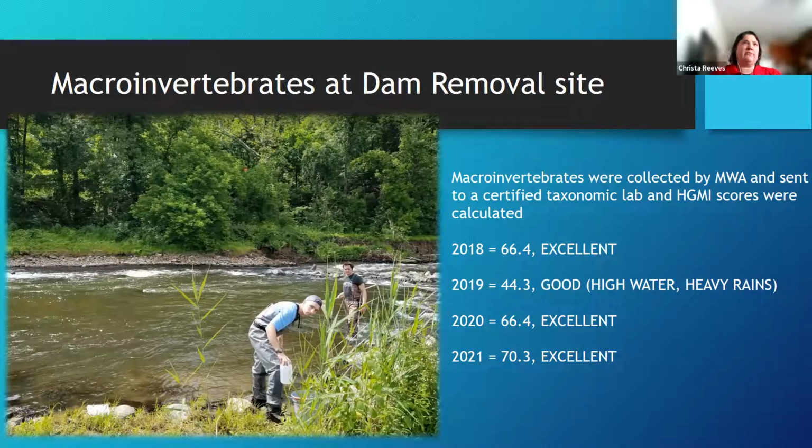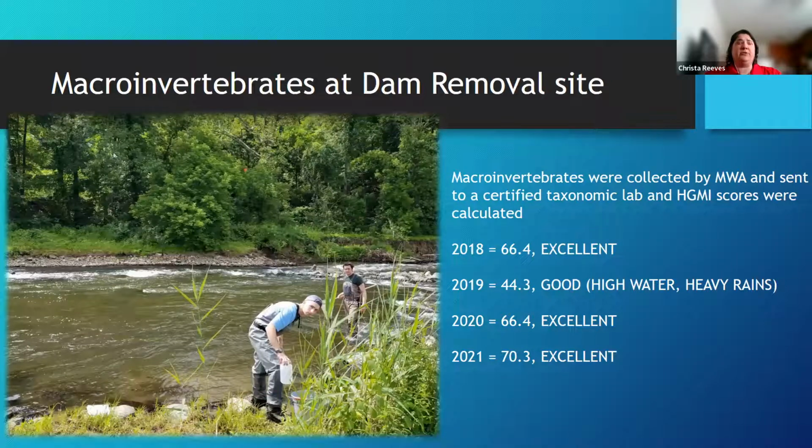We went out and collected the macroinvertebrates, and then we sent them off to a certified taxonomic lab to have them ID'd and the HGMI scores calculated. As you can see, this is where the impoundment was. It's very hard to take macroinvertebrate samples, if they exist, other than snails and worms, behind a dam. This is right where the impoundment was, only 2 years after the dam was removed. And we see that all but one had excellent scores.